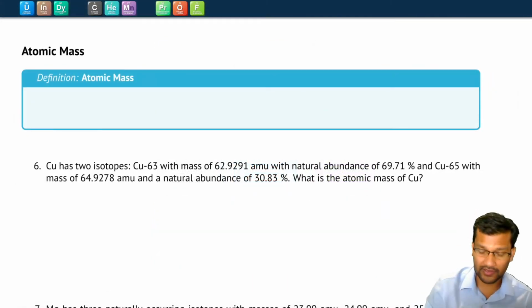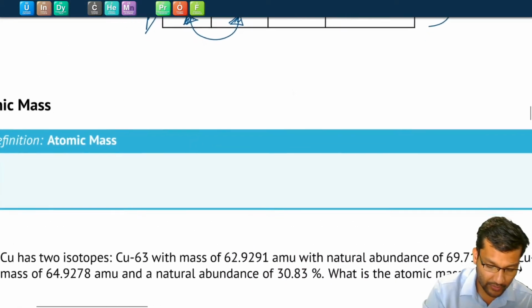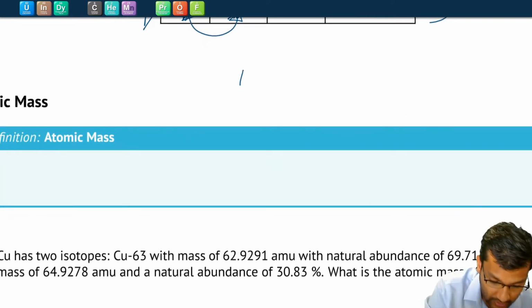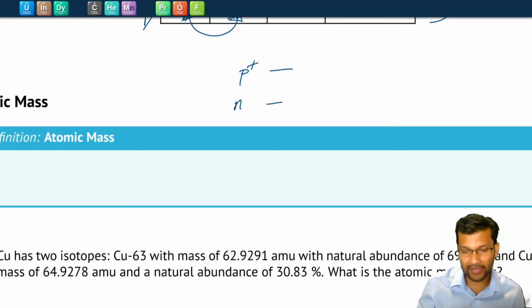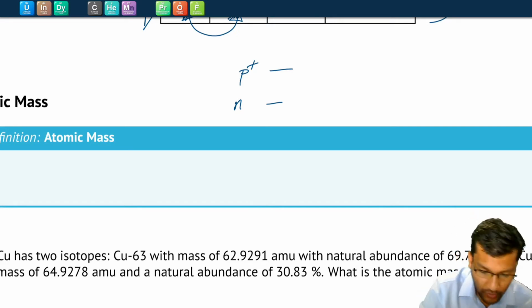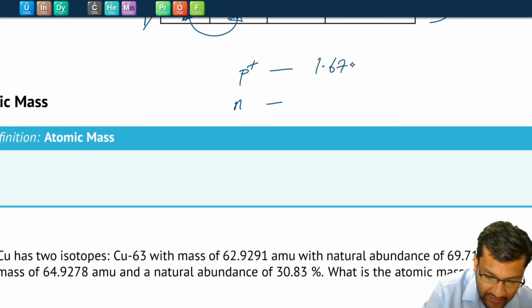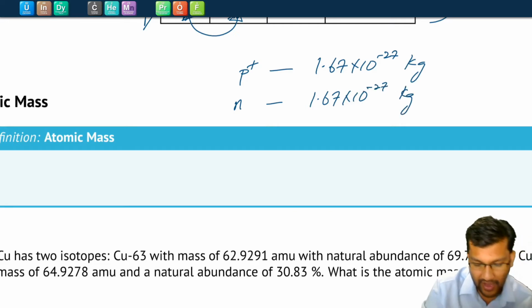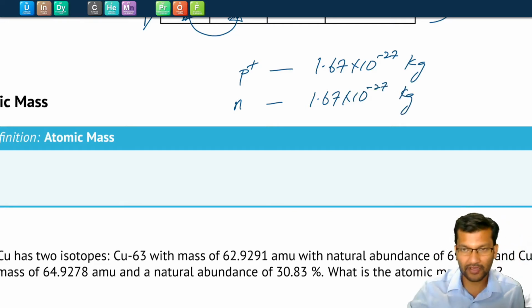In our previous video, we stated that pretty much all of the mass of an atom is located in the protons and in the neutrons. In fact, the mass of a proton is about 1.67 by 10 to the minus 27 kilograms. And this is actually true for the neutrons as well. They start to vary in the fourth significant figure, but to three significant figures, the protons and neutrons have about the same mass.